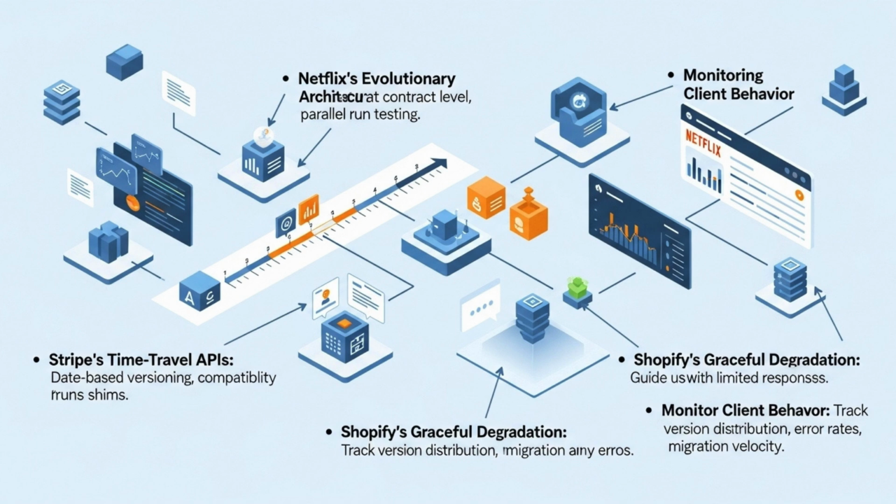Shopify, when deprecating their V1 APIs, used graceful degradation. Instead of hard failures, old endpoints returned increasingly limited responses, gently guiding users toward migration without breaking existing workflows. Crucially, all these strategies rely on robustly monitoring client behavior. Don't just track server metrics, monitor version distribution, error rates by version, performance impacts, and most importantly, migration velocity. Understanding how quickly clients adopt new versions and which features they actually use is paramount to a successful evolution.